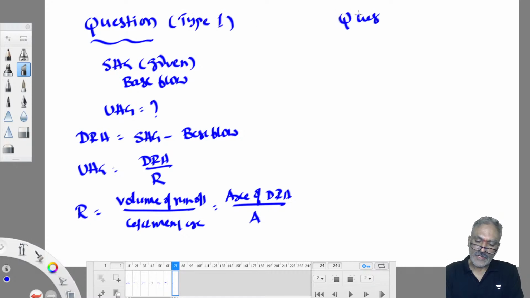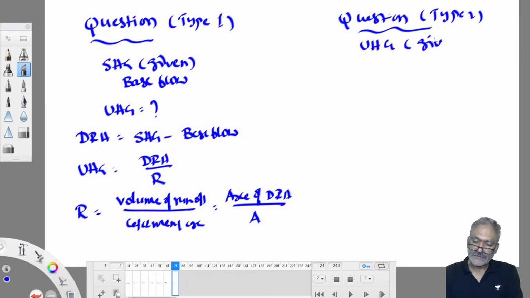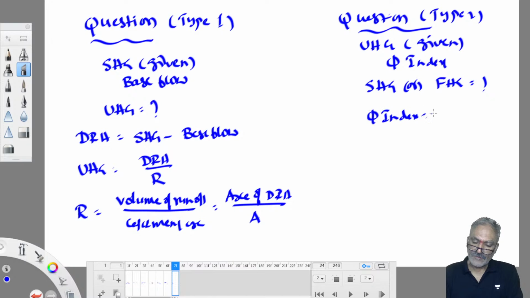Some other type of question is type 2, where the unit hydrograph will be given to you, along with the phi index. Then you are expected to find out the storm hydrograph or flood hydrograph. So what to do? Using the phi index, you can find out runoff. Phi index is equal to (P minus R) by T.